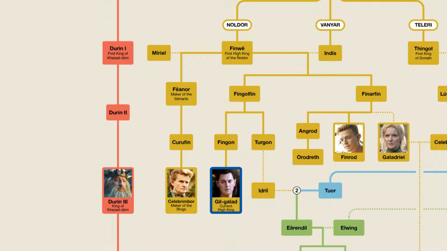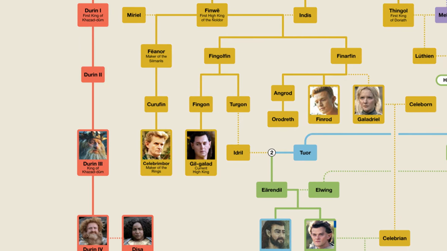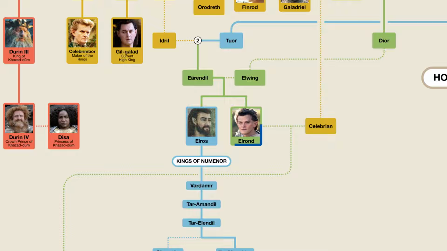Gil-galad is the current High King of the Noldor elves. In the Silmarillion, he's said to be the grandson of Fingolfin, and therefore Galadriel's first cousin once removed. However, according to Christopher Tolkien, who edited his father J.R.R. Tolkien's works, Gil-galad was actually the son of Orodreth, and therefore a grandnephew to Galadriel. Either way, it doesn't actually impact the story. Elrond's parentage is much more interesting. He's actually a half-elf, which is why he's shown on this chart in green rather than yellow.